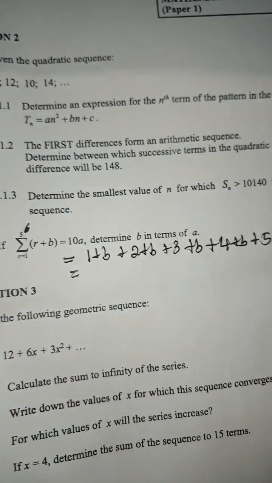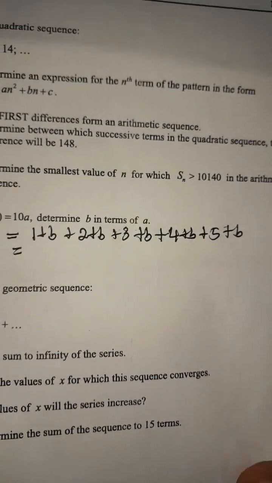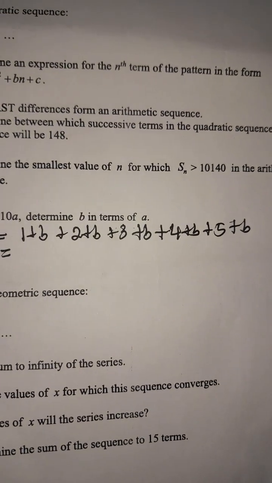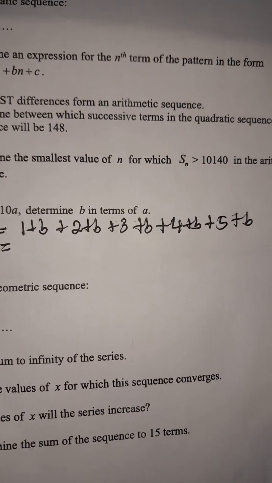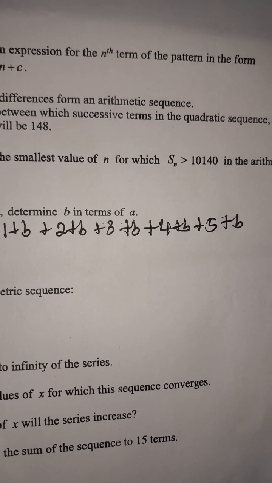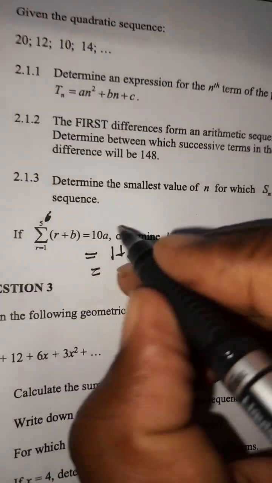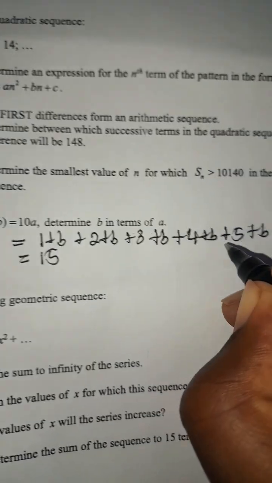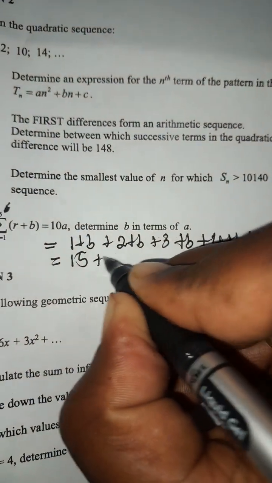So from here, if we add the numbers, 1 plus 2 is 3. 3 plus 3 will be 6. 6 plus 4 is 10. Plus 5 will be 15. So we have 15. How many b's? 1, 2, 3, 4, 5. So we have 5 b's.